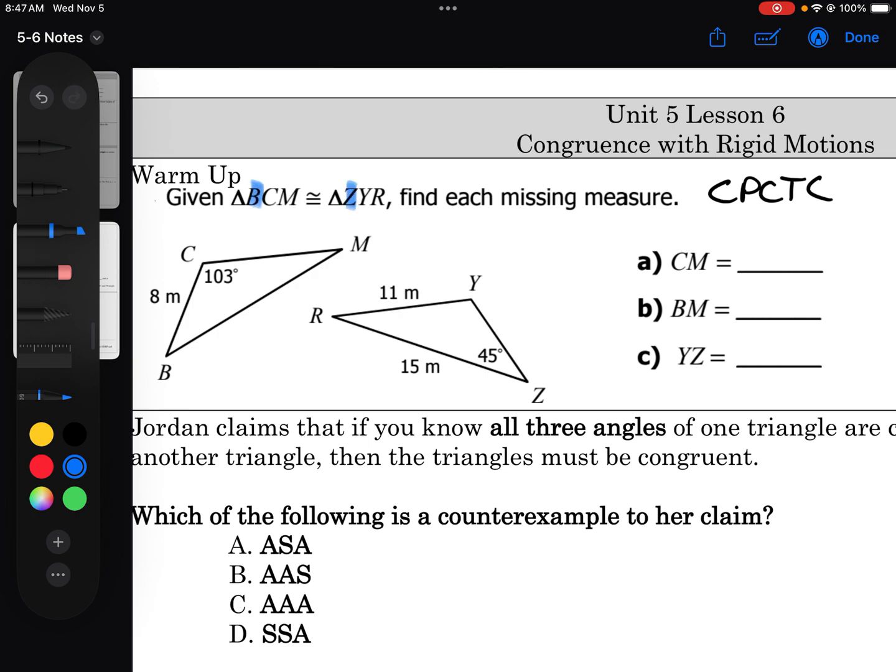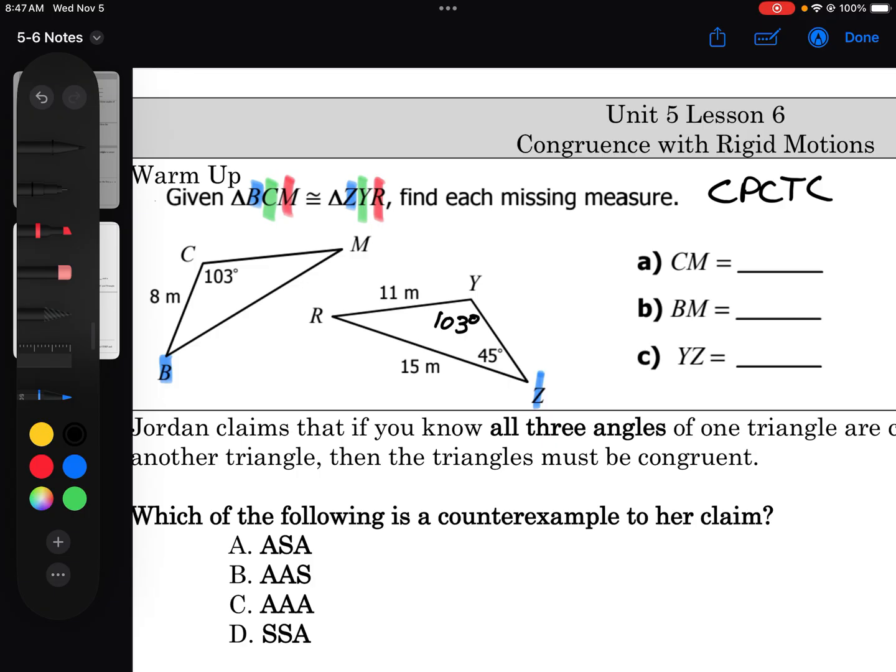So we're going to mark our corresponding parts. I'm going to go ahead and quickly color code them. And then we're going to find the missing angles. Also here, we haven't learned it quite yet, but I do want to provide you with the missing angle measures. We know that angle C corresponds with angle Y, so I'm going to go ahead and write that in. I'd like you to do the same.